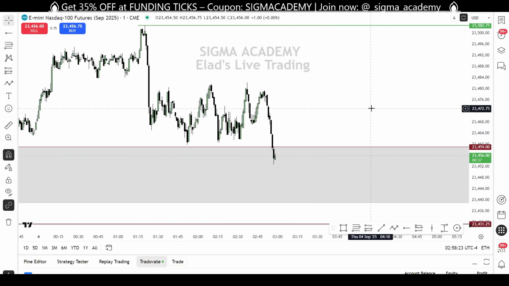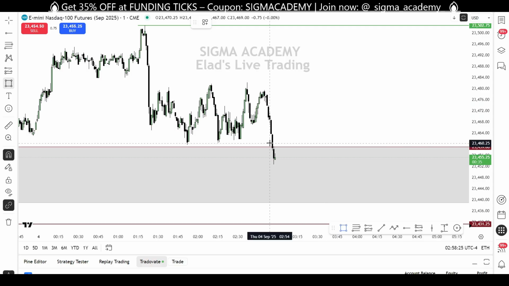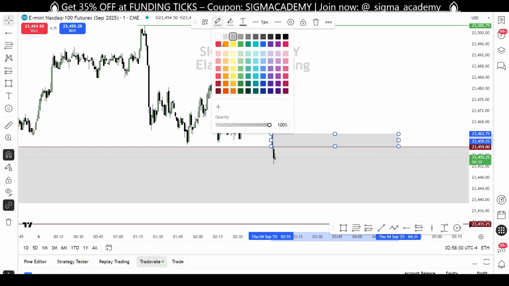For trades like this, I usually take my targets at the liquidity on the opposite side. In this case, it was the previous high, which I marked with the green line.